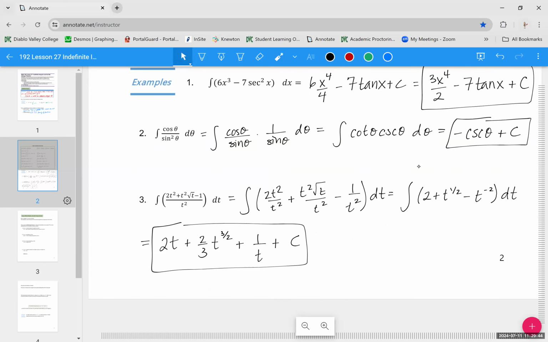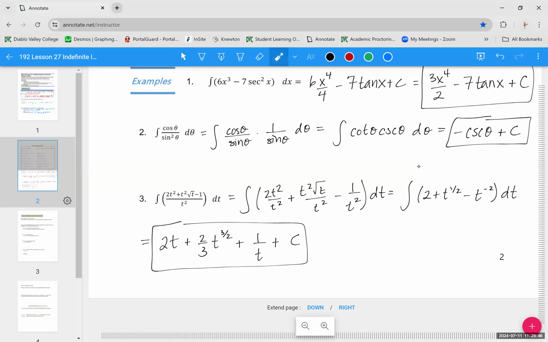And last but not least, I've been working on this since we've been doing derivatives. If you've got one monomial, one term in the denominator like this, don't try to do a quotient rule to take the derivative. And similarly, don't try to do anything too fancy with the antiderivative. Just divide everything by that t squared, simplify, and then do your antiderivative term by term.